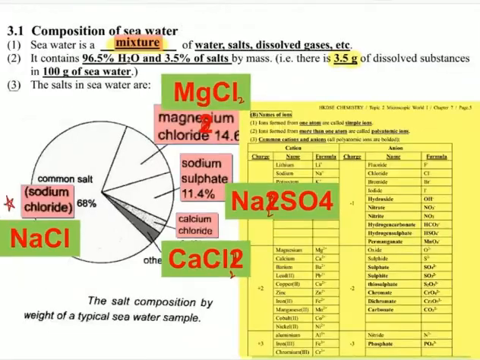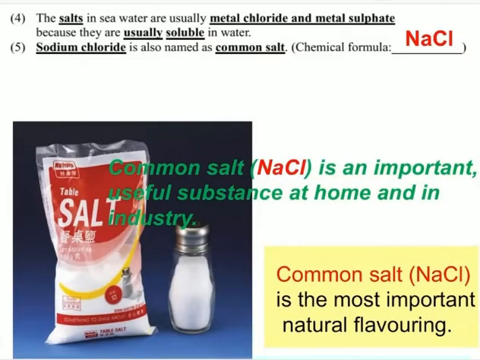Okay, the salts in seawater are usually metal chlorides and metal sulfates because they are usually soluble in water. The most abundant ones are often metal chlorides and metal sulfates. And sodium chloride is also named as common salt. So when I ask you about common salt, you need to know common salt is sodium chloride, all right? Because it's the commonest salt, so it is called common salt.